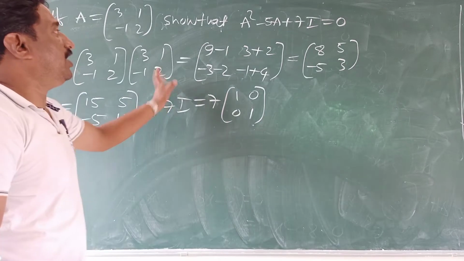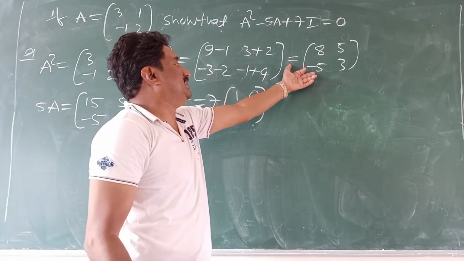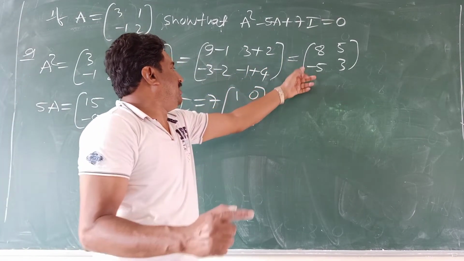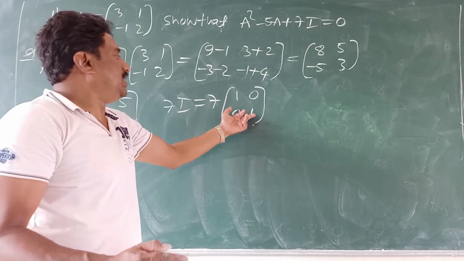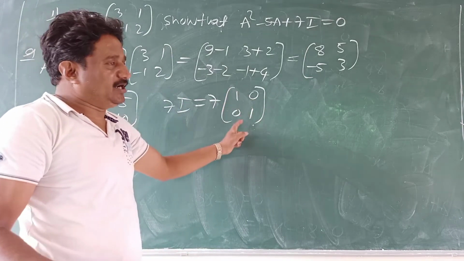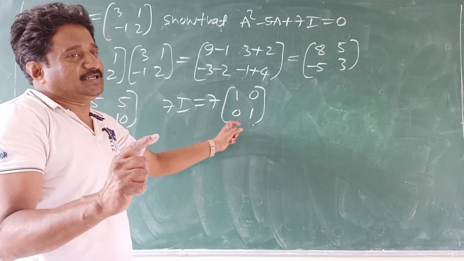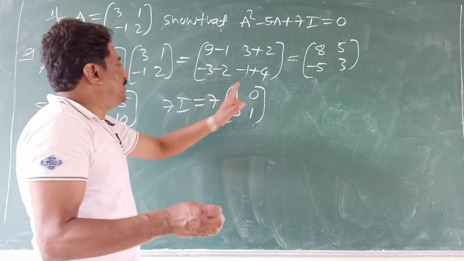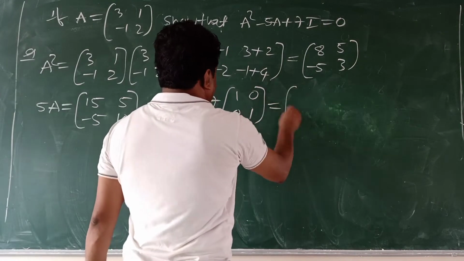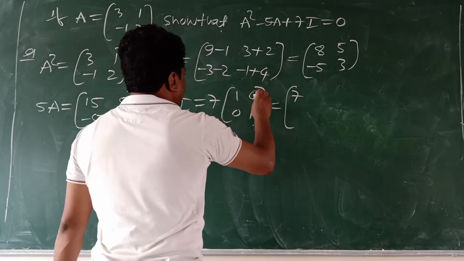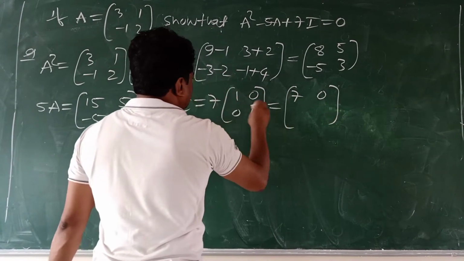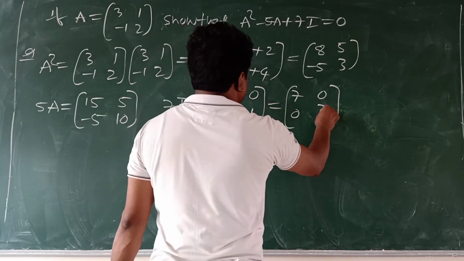Here we are working with the second order matrices. Keeping that in mind, for I you must choose the second order identity matrix. You should not go for choosing the third order identity matrix. So multiply by 7. 7 into 1, 7, 7 into 0, 0, 7 into 0, 0, 7 into 1, 7.